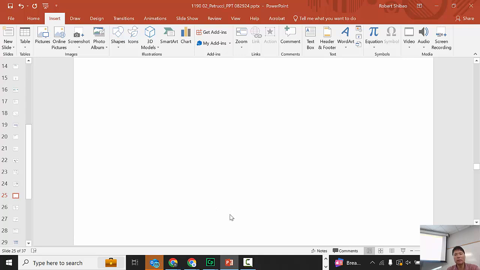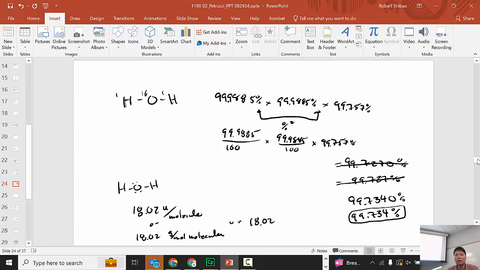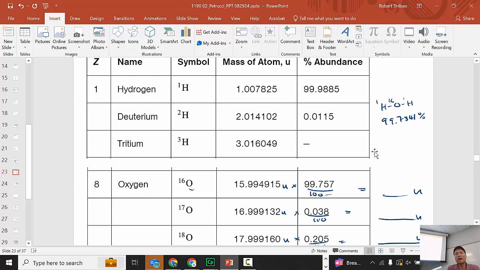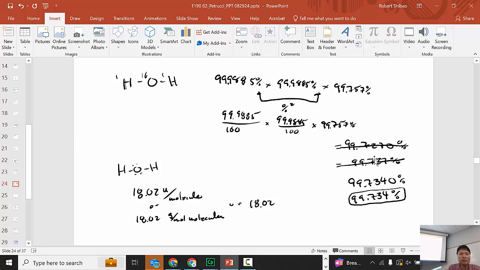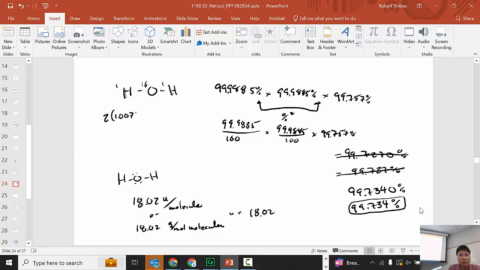Oh, actually, before I go on to the next one, I want to figure out how much it weighs. Did anybody calculate the mass of this? H1O16H1. Now, when we calculate the mass, hydrogen is 1.007825. So we have two hydrogens at 1.007825. And now the units can either be in U per hydrogen atom, H1, or grams per mole of hydrogen 1.